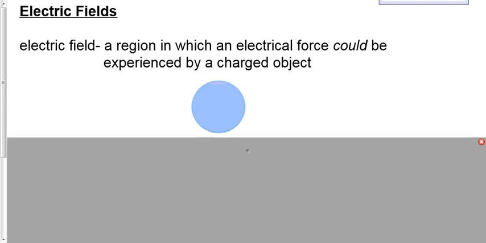Now, a gravitational field always points toward what causes it, right? If this is the Earth, a gravitational field will always point toward the Earth.